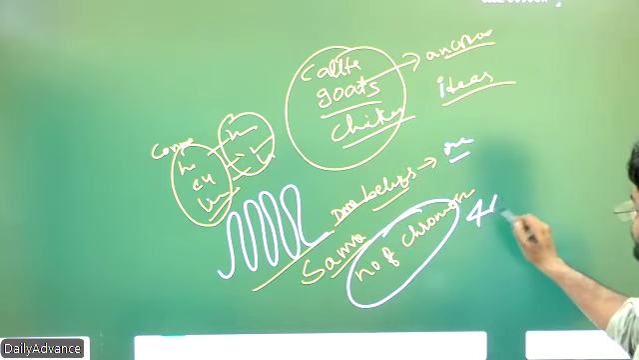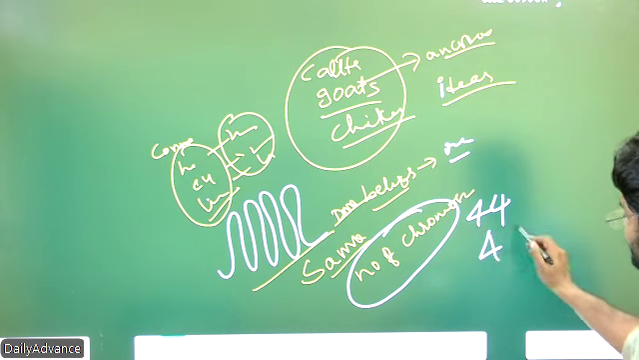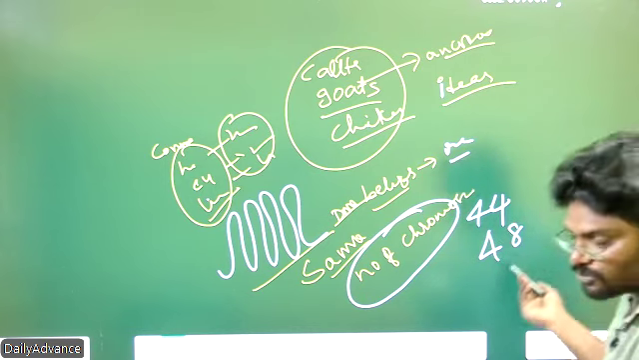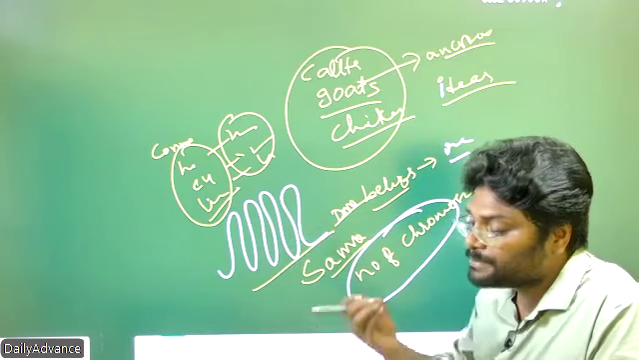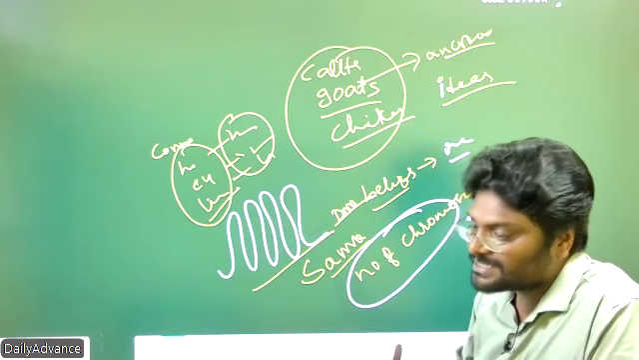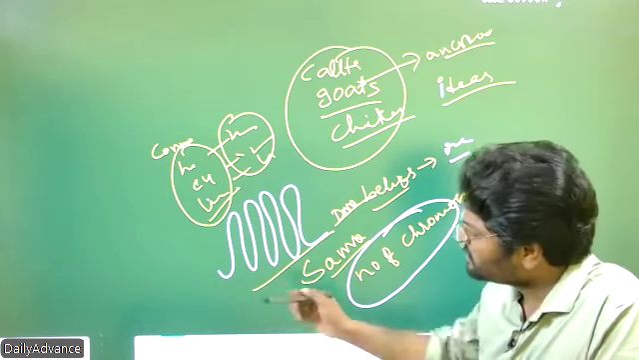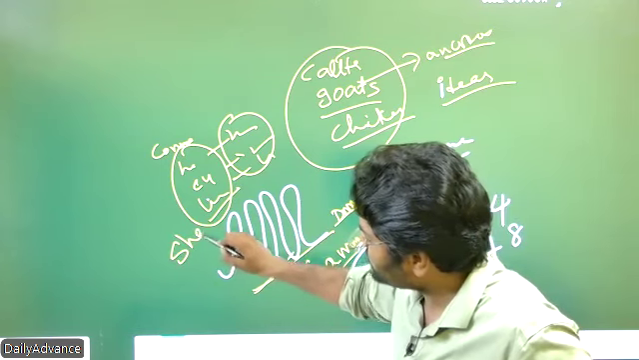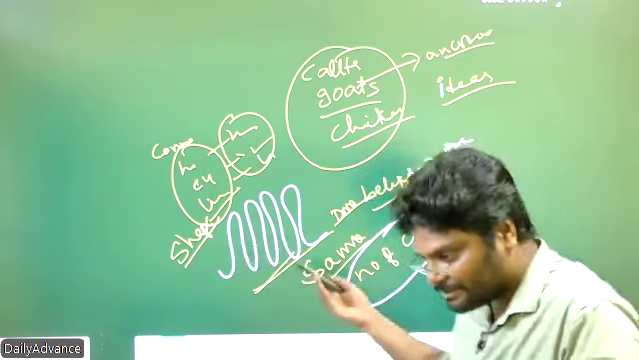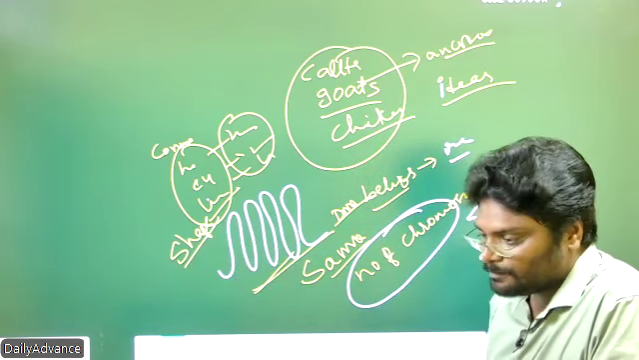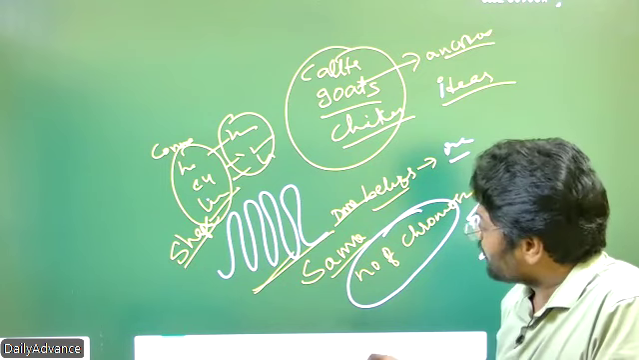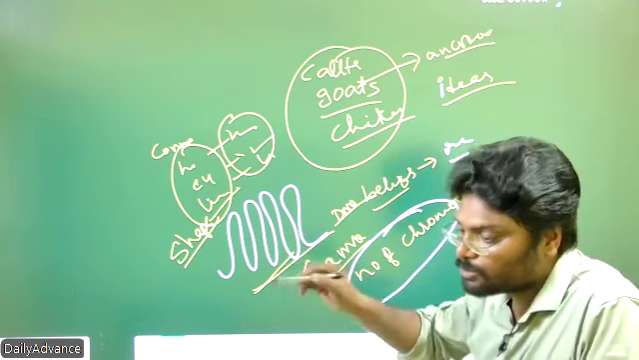Humans have 44 chromosomes, others have 48, and if you take the dog, there are 90 plus chromosomes. The entire DNA, how many pieces it breaks into, decides the shape. But structures are the same. Why? Because the same DNA material is dividing. That is the reason structures are the same, but the differences are caused by how many times it broke into chromosomes.